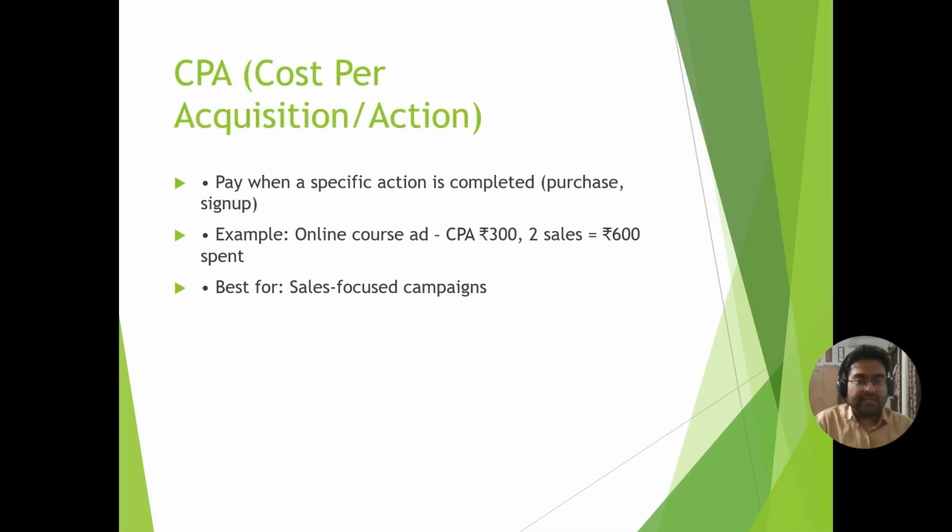The next one is CPA. CPA means cost per acquisition, or cost per action. This is result based. You pay only when someone completes a valuable action like buying, signing up, or subscribing. For example, you send an ad for an online course bringing 20 people, but only two buy. If you set CPA at rupees 300, then you pay only for those two sales, that is rupees 600. It is good for businesses that want guaranteed conversions.